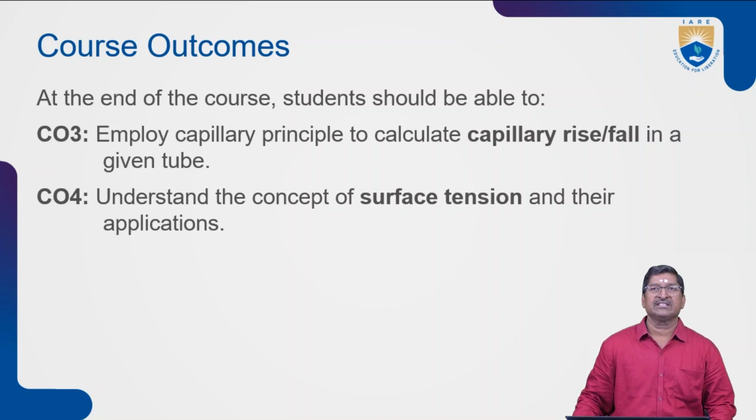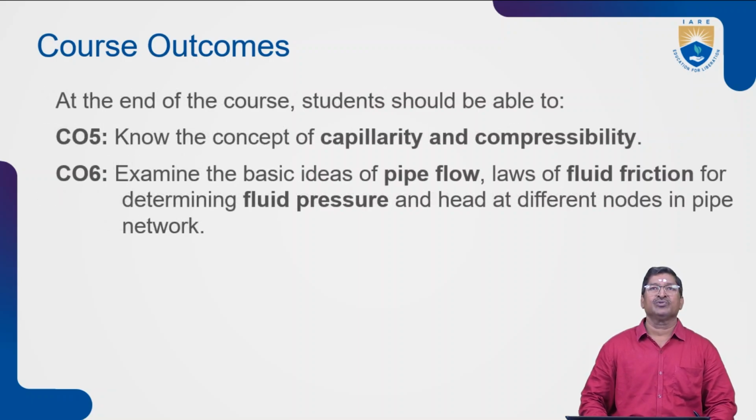Course outcome 4 is the surface tension and its applications. Course outcome 5 is the capillarity and compressibility. The change of volume is called the compressibility. So course outcome 6 is related to the frictional losses.